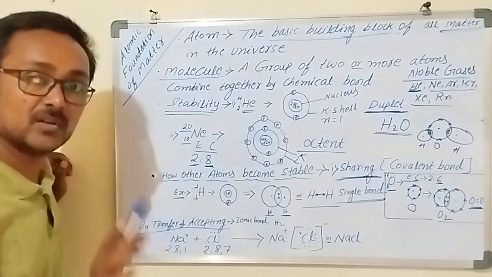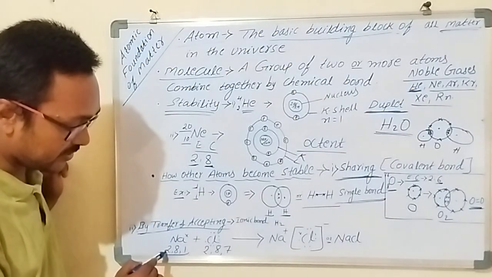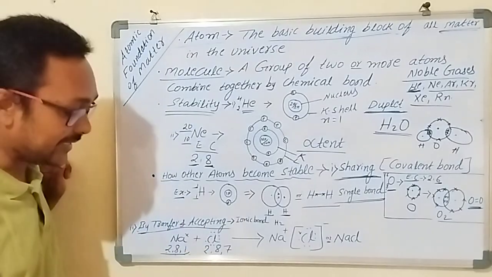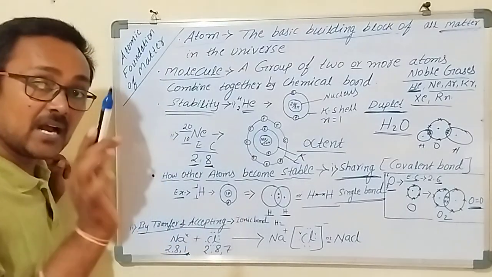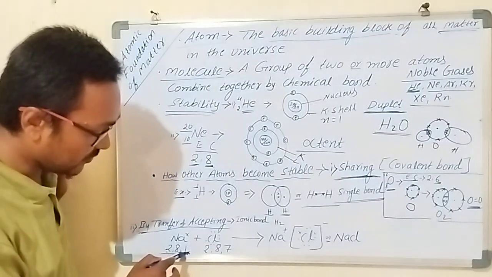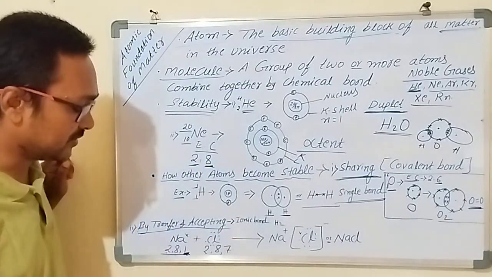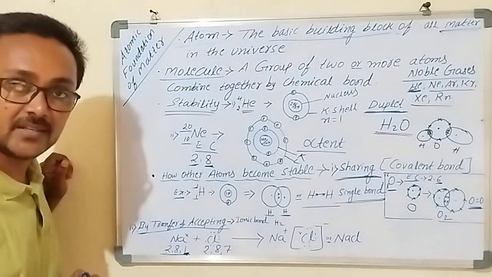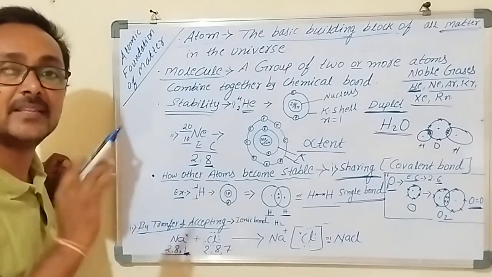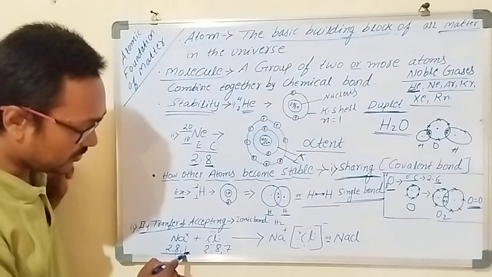Now sodium, symbol is Na. Its electronic configuration is 2, 8, 1. K shell 2 electrons, L shell 8, M shell 1 electron. We know that only the last shell electrons are involved in bond formation, which means 1. So it can easily donate this 1 electron. See, sodium is the element here. Most of the elements can donate electrons and they become positive in charge, or cation. See, it is ready to donate 1 electron.